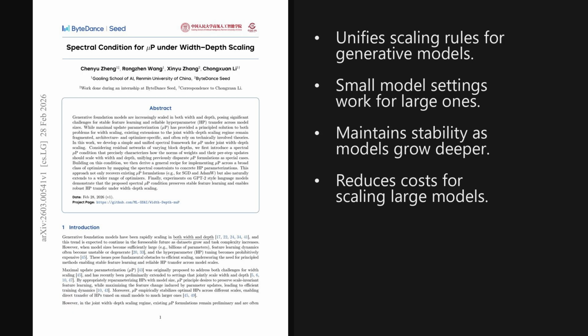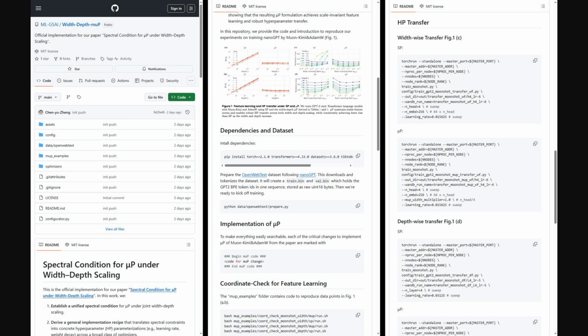And as we'll see later, this method enables robust hyperparameter transfer, meaning settings found on small models work effectively on much larger ones. And for those interested in the implementation, the authors have shared their code on GitHub.